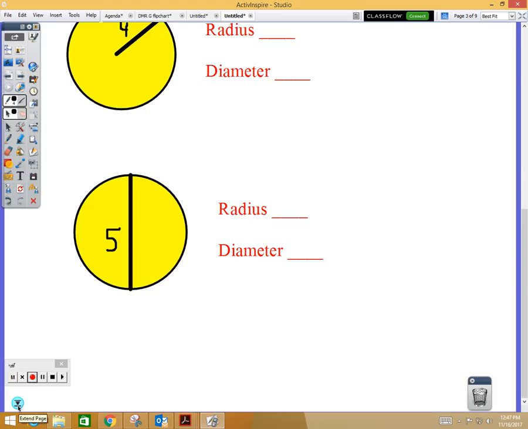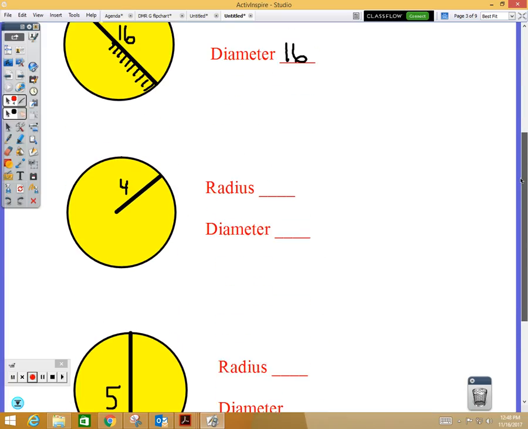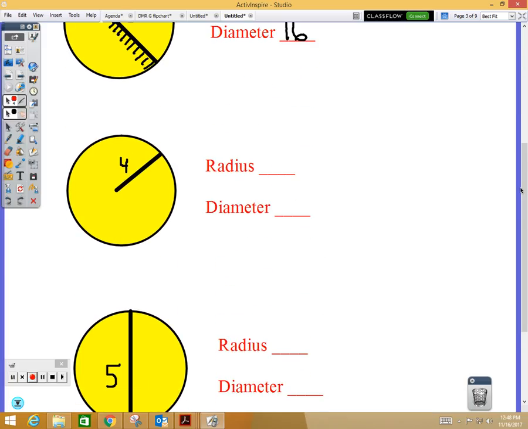Edwin. And let me scroll up a little bit. In this picture, does that show the radius or diameter?